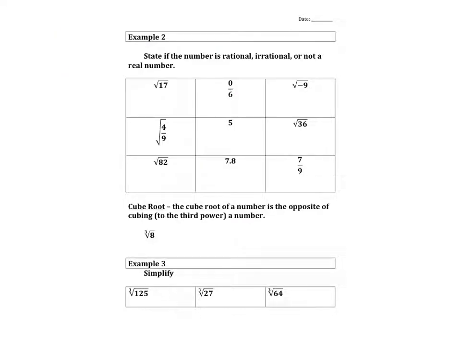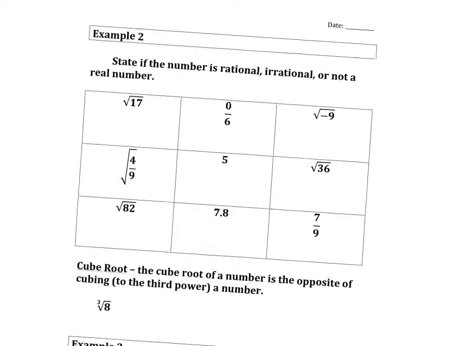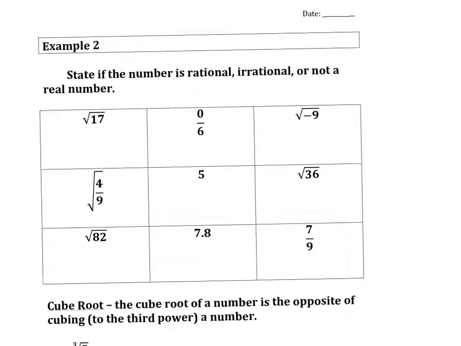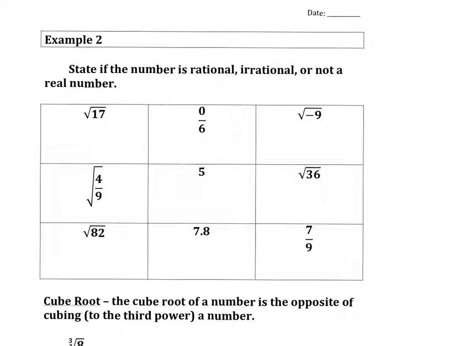The next section has a little bit different directions. It says, state if the number is rational, irrational, or not real. So they just have very simple directions: rational, irrational, or not real. The first number, square root of 17. The square root of 17 is not a number that we know the square root of off the top of our head. It's not a perfect square. So that would make it irrational.